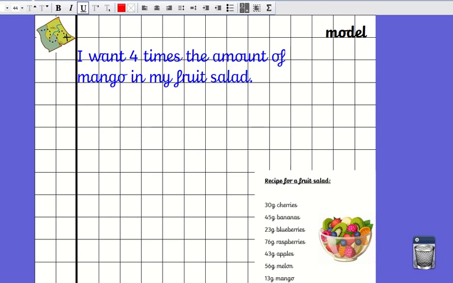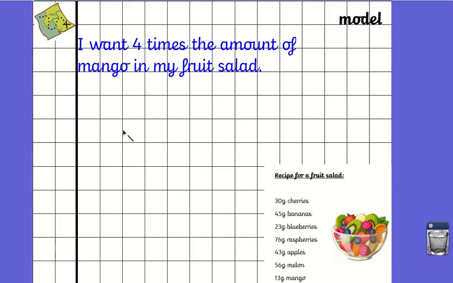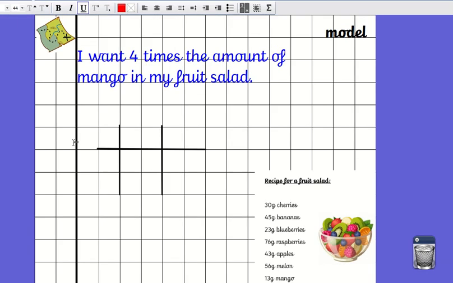Okay, I'm going to show you another one. I want 4 times the amount of mango in my fruit salad. I've decided there isn't enough mango. So I'm going to draw my grid, like that. Okay. Put my times sign in.